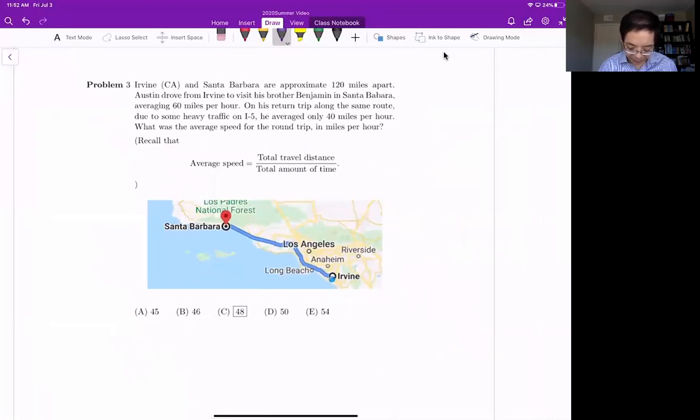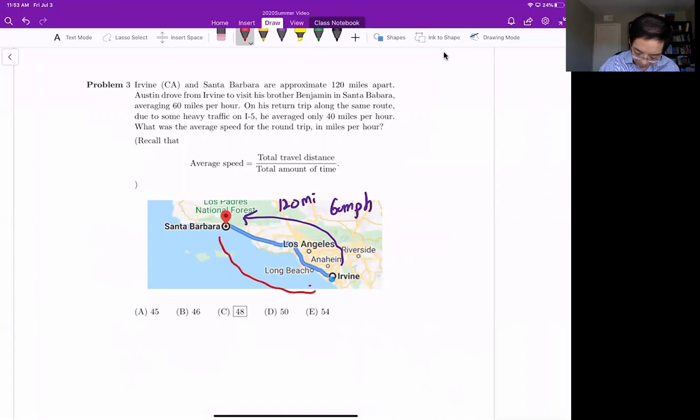Problem 3 is a travel problem. Austin drove from Irvine to Santa Barbara, one way and the other way. There's a speed on the way from Irvine to Santa Barbara, and there's another speed on the way back, and the question is, what is the average speed of the round trip? From Irvine to Santa Barbara, this is 120 miles, and the speed is 60 miles per hour. This is the way from Irvine, you go north.